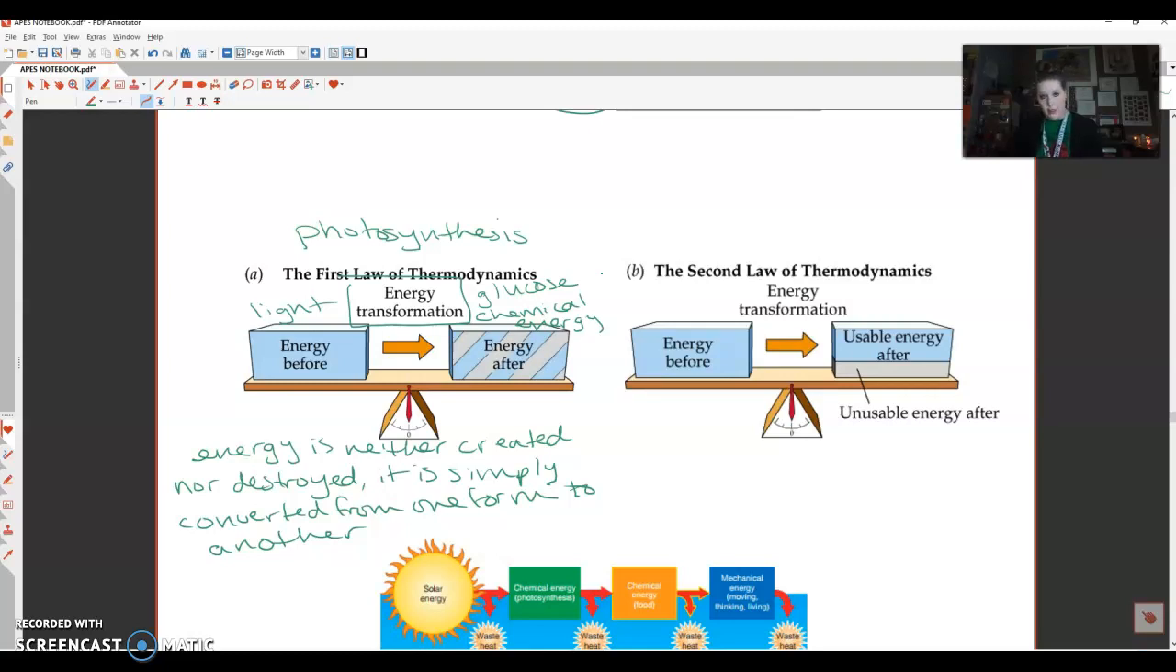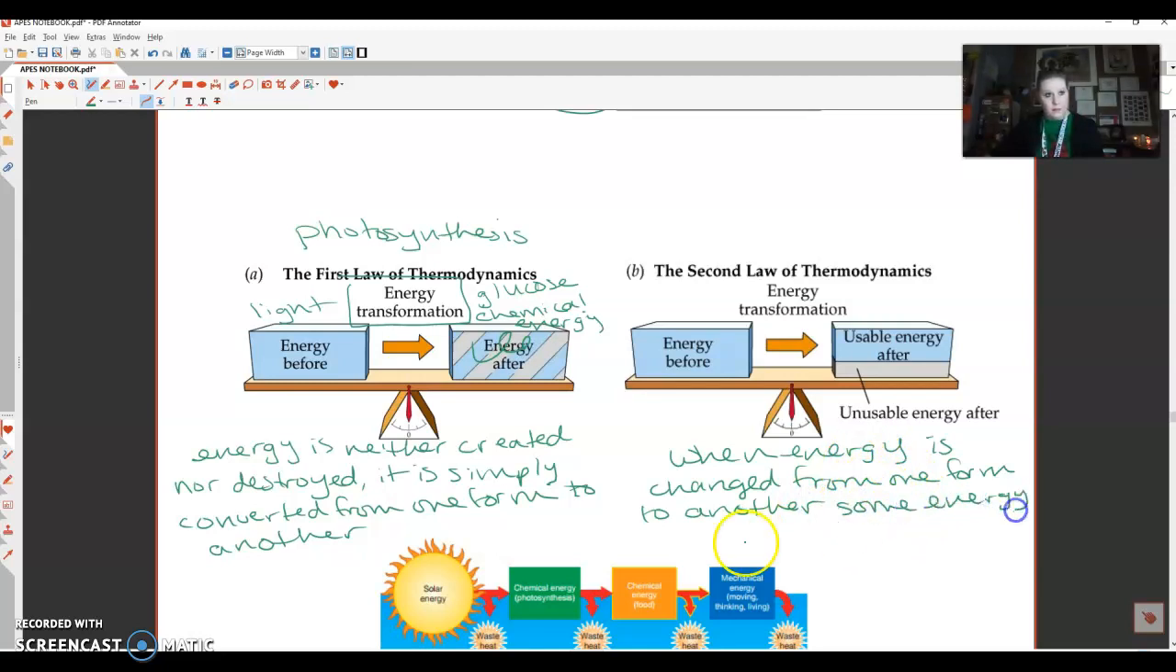So let's write down the textbook definition for the second law of thermodynamics. So, the second law says, oh, sorry guys, when energy is changed from one form to another, some energy is lost as heat. That should ring a bell. That should sound familiar to you. Some of this is lost as heat.